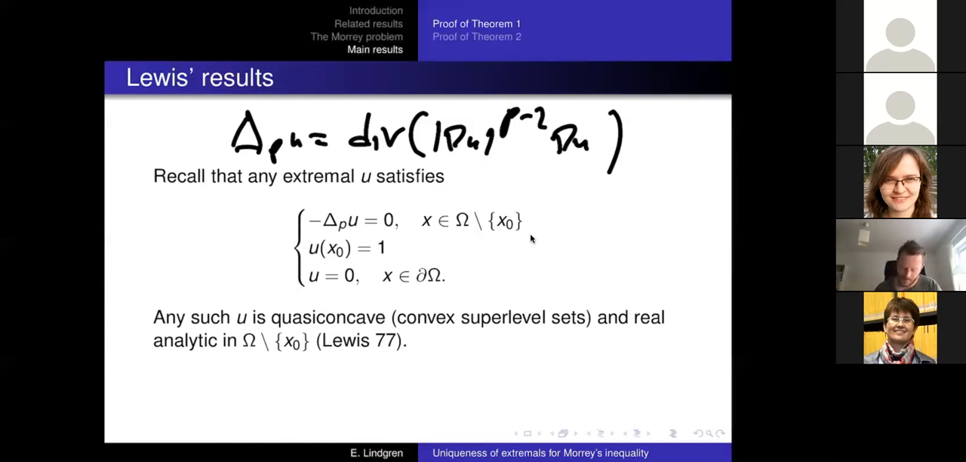This and some other results are proved by Lewis in a classical paper. One important property is that any solution of this problem is quasi-concave, so that the super level sets are convex sets. And in fact, the function is real analytic outside the point x0. So you can do all kinds of computations with these functions. So this is very important.